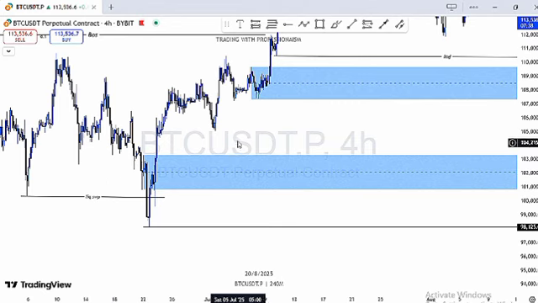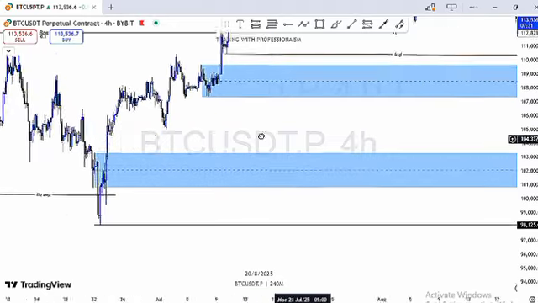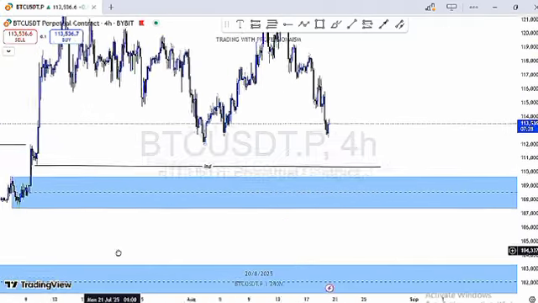After that, you can see this one also valid, engulfed by FVG and all. But this looks like a breaker block. This is looking like a breaker block. So this is the most valid POI that is there.